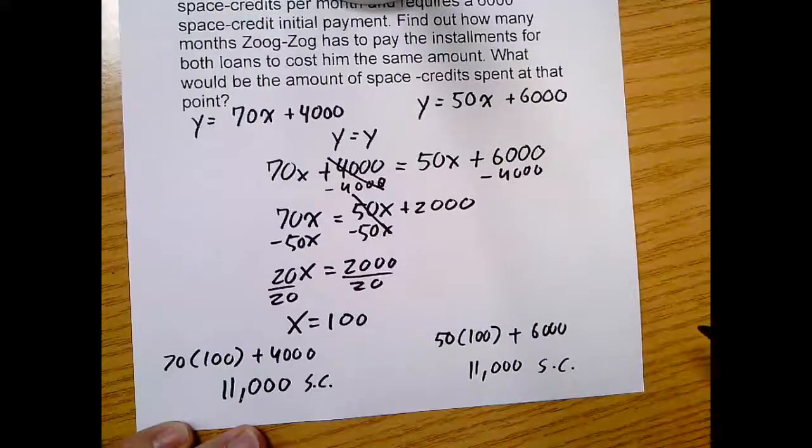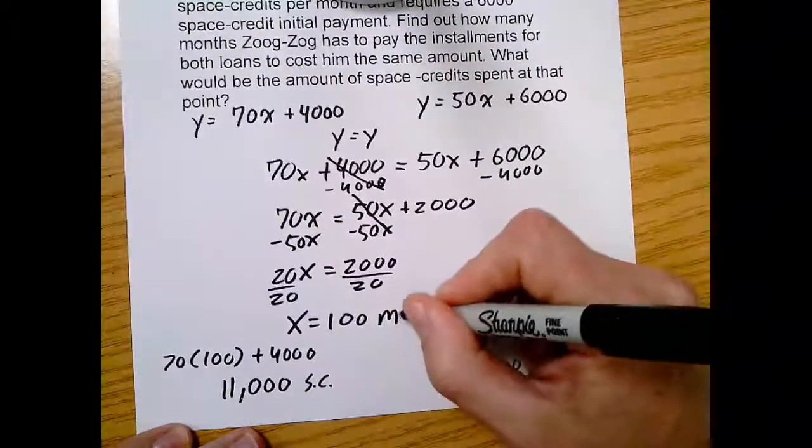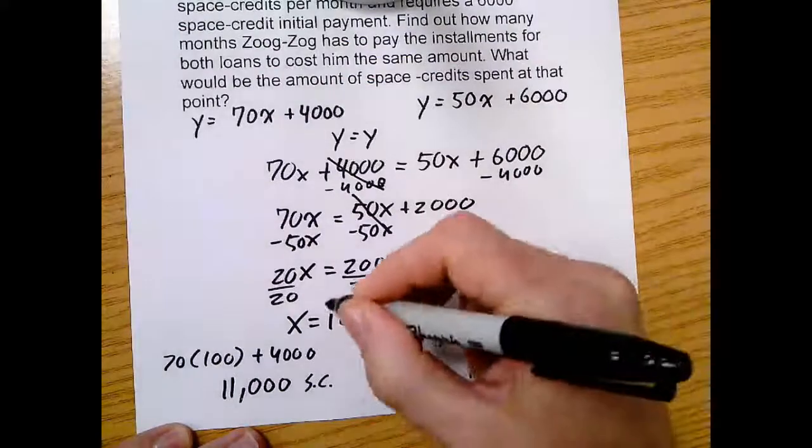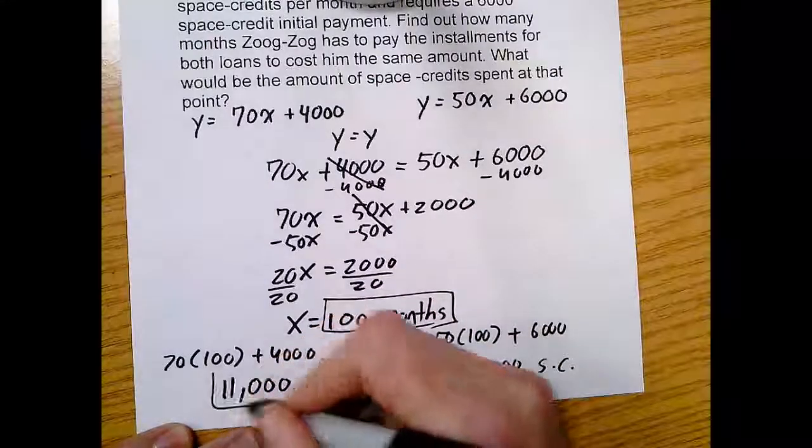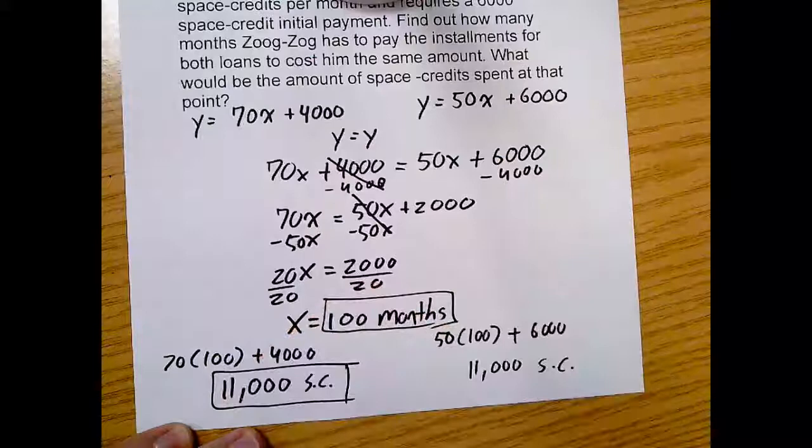We are in business. So to answer the question, we know that after 100 months, these loans will be the same because they will both be costing 11,000 space credits, okay? And then after that, one will cost more, and we can do that on a different problem. All right, that is that.